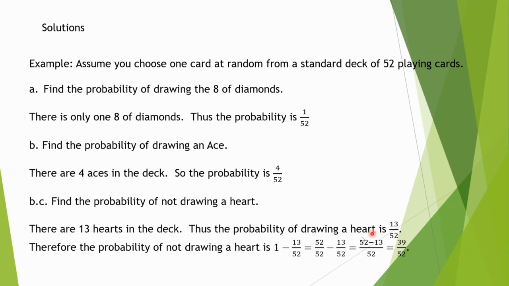So we actually found the probability by looking at the complement, essentially. Once we got the probability of drawing a heart, we subtracted it from 1. That's all. You could actually get the probability directly because if there are 13 hearts in the deck, there are 39 remaining cards. So we just choose one of those remaining cards, which is 39 out of 52. So that's a solution.